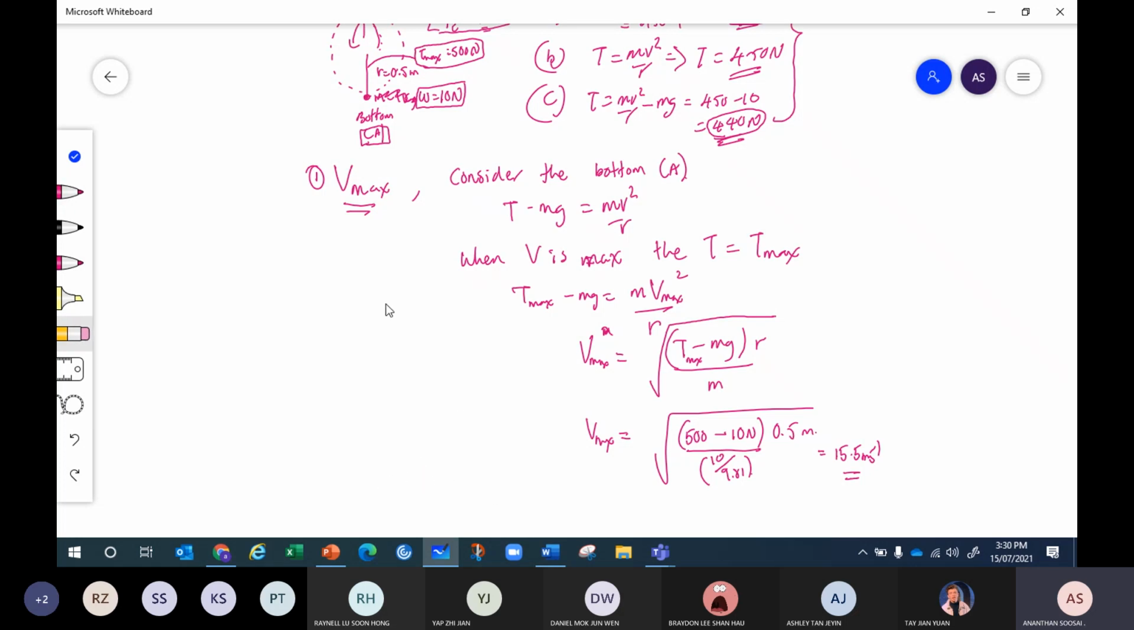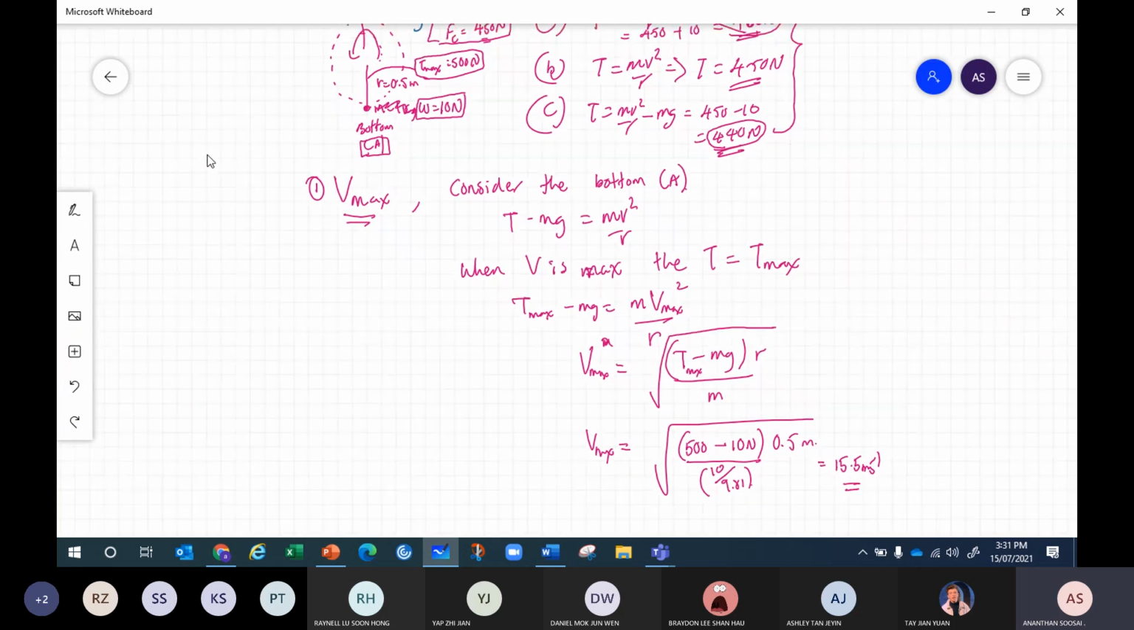Okay, one of your friends said it should be the top. So yeah, we're going to discuss the top now. But for V max, it should be the bottom. For V max, bottom, because tension becomes maximum at the bottom. Okay, now because your friend said it should be the top, let's see. Top is also involved.